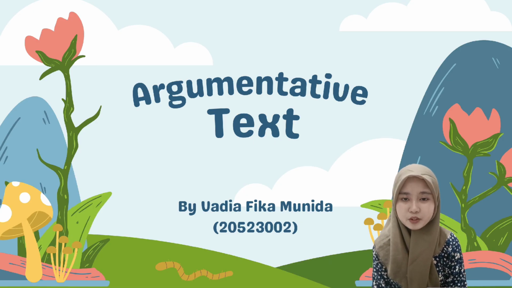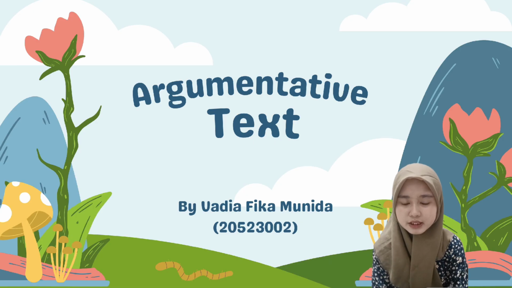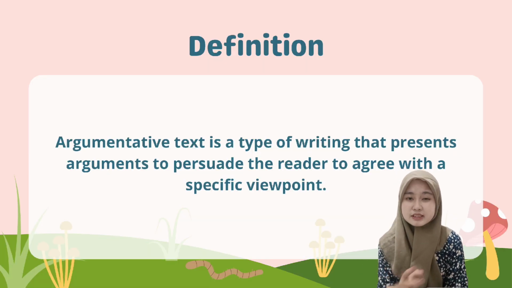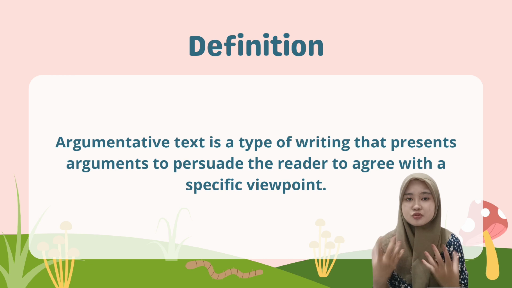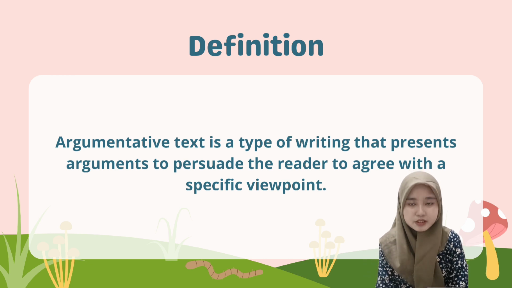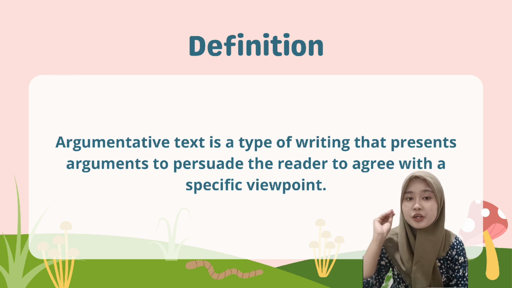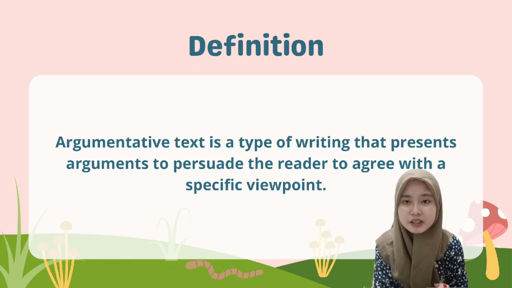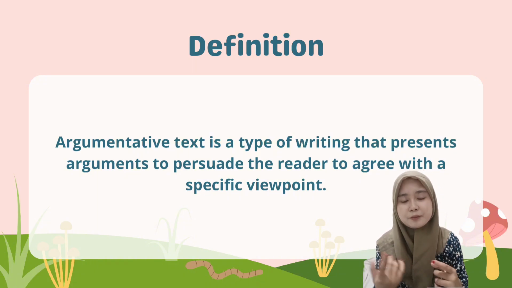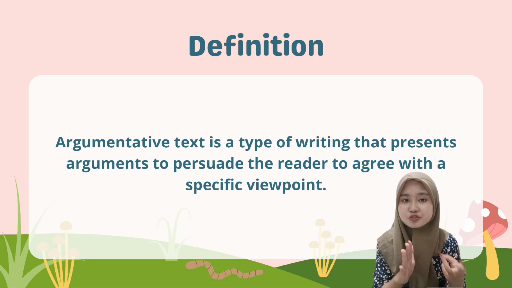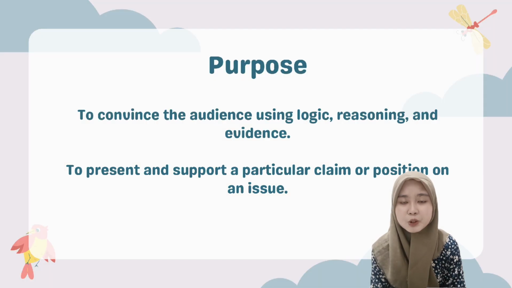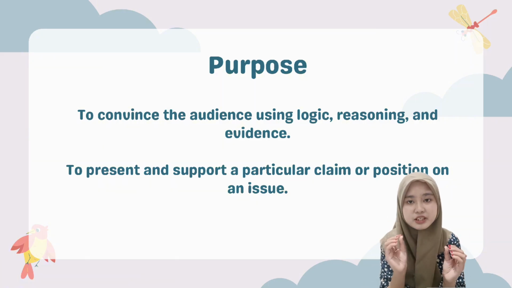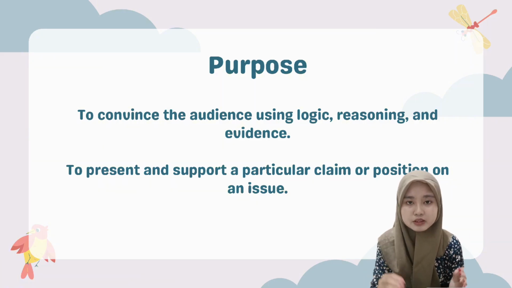So this time I'm going to explain what an argumentative text is and how we can write an effective one. Let's start with the basics. An argumentative text is a type of writing that tries to convince the reader to agree with a certain point of view. It's not just about expressing opinion, but it must be supported by logic, reasoning, and strong evidence. The goal is to persuade the audience by making a well-structured and well-supported argument.